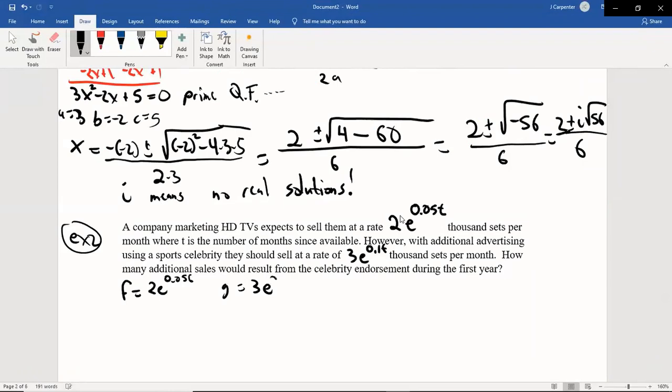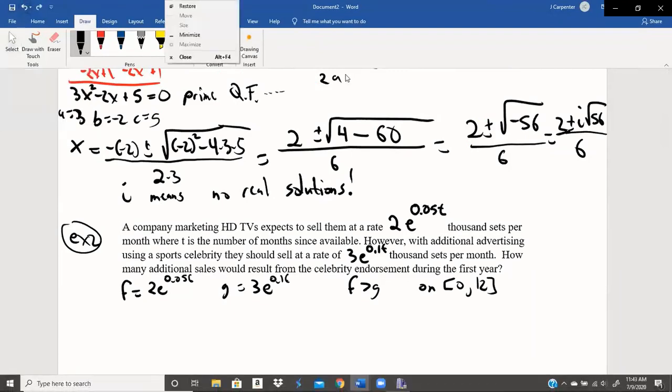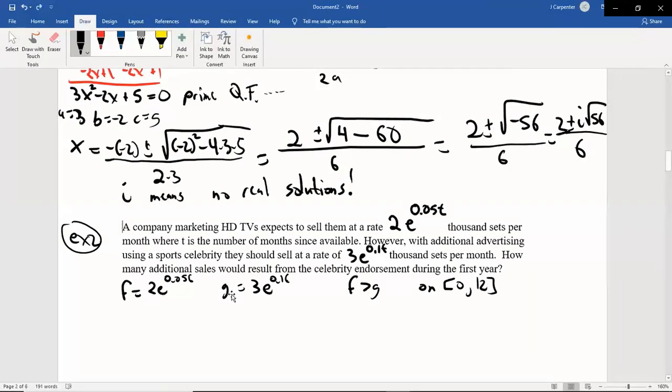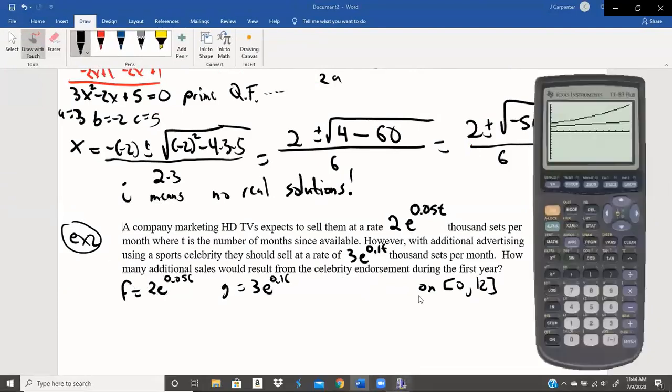F is bigger than G on 0 to 12. Why do I care about 0 to 12? Because that's the first 12 months of a year, and we're looking only at the first year. Not on 0 to 1, on 0 to 12. And I just wrote something wrong. G was higher than F. F was the lower one, the G was the higher one.